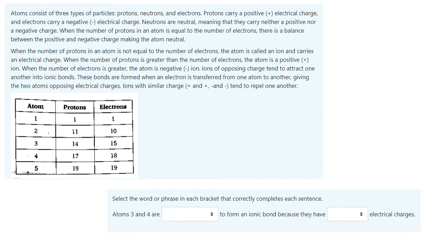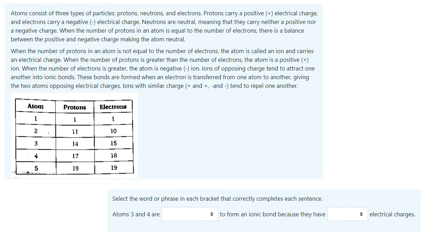Now, atoms consist of 3 types of particles: protons, neutrons, and electrons. The protons have a positive electrical charge, and electrons have a negative electrical charge. Neutrons are neutral, so they have no charge. When the number of protons in an atom is equal to the number of electrons, there is a balance.